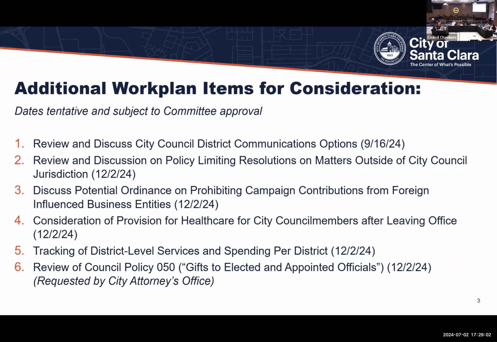Next slide. There are a number of other items that the committee has discussed or individual committee members have mentioned, and so they are up here. These are tentative dates subject to the committee approval. There's quite a bit on this work plan for us to accomplish, and so we would want to engage you in a discussion of that, but there are an additional 6 items here. The first one would be adding an item to the September meeting to review and discuss city council district communications options. That would be September 16th.